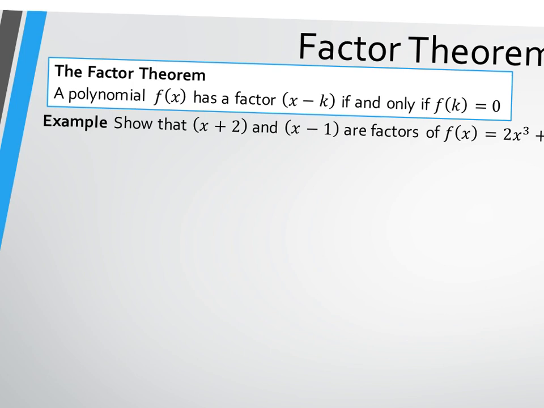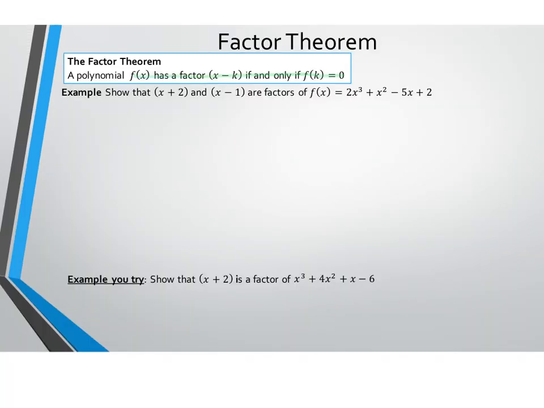The last thing we need to talk about for this section is the factor theorem. Okay, so a polynomial f of x has a factor x minus k if and only if my function evaluated at k is 0. So we're going to use the factor theorem to verify whether or not something is a factor. If I have a 0 remainder, then that means I can say that x minus k is a factor of the polynomial. So if we look at our next example, notice it says we're going to show that x plus 2 and x minus 1 are factors of our polynomial.